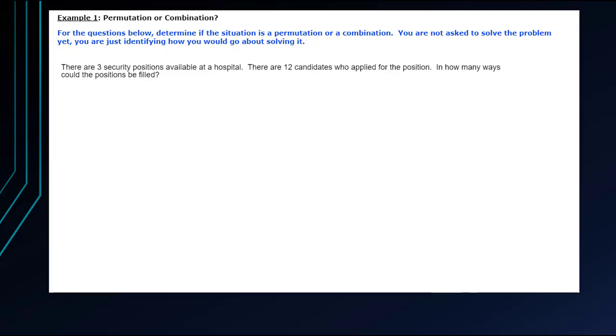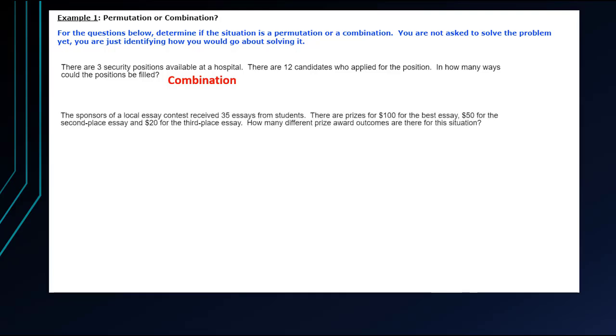And so for this first one, there are 3 security positions available at a hospital. There are 12 candidates who applied for the position. And how many ways could the positions be filled? So this one here, they're just security positions. They're not any specific titles beyond that. So me saying that John, Jake, and Joe got the 3 positions, or Joe, Jake, and John got the job, it doesn't really matter which order we say that. They got the same positions. So it's a combination. The order does not matter in this one.